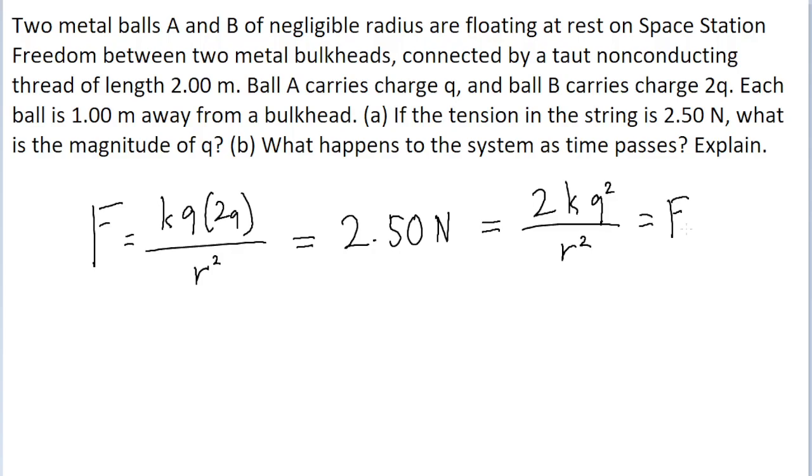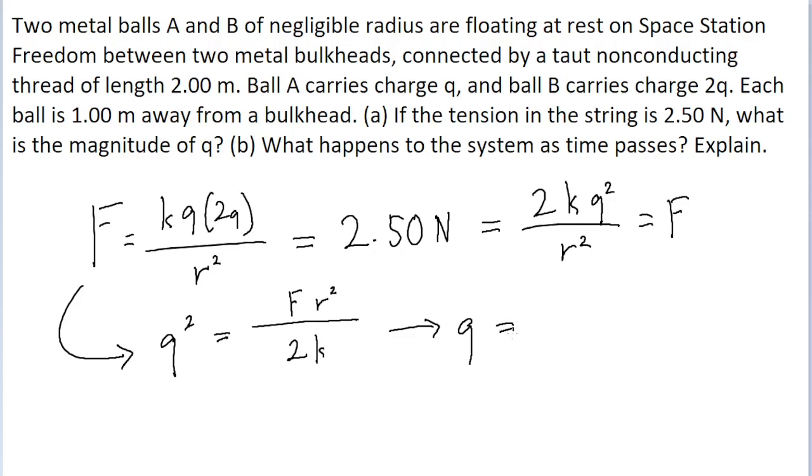So if our goal is to solve for Q, we're going to need to do some algebraic rewriting. So we can multiply both sides of the equation by R squared, and divide both sides of the equation by 2K, to get Q squared on its own, which tells us that Q squared is equal to F multiplied by R squared divided by 2K. And lastly, to solve for Q, we're going to want to take the square root of both sides of the equation. So Q is equal to the square root of F multiplied by R squared divided by 2 multiplied by the Coulomb constant K.